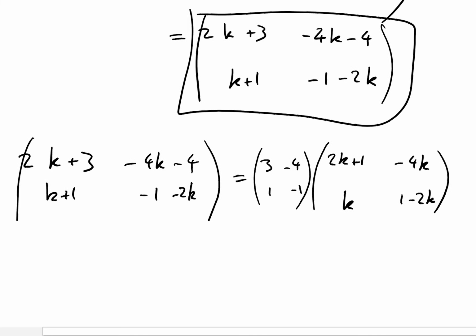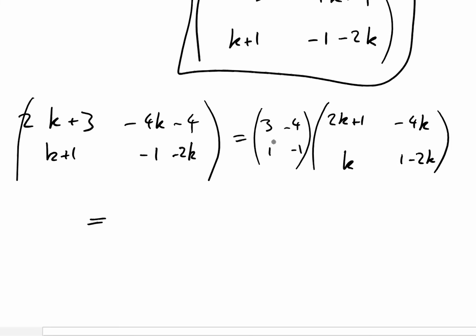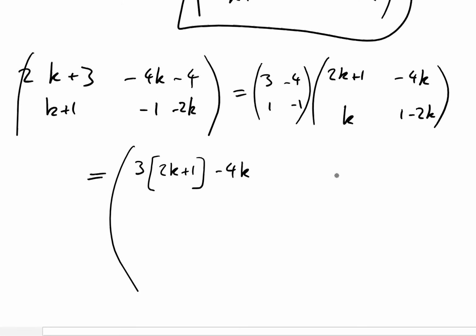So matrix multiplication, not addition, matrix multiplication. 3 multiplied by 2k. Write all the stuff out for your own sake, okay? I can't do it easily in my head. So we've got 3 multiplied by this thing, 2k plus 1, minus 4 times k. Right, and that goes in the top left-hand element. And then in this top right-hand element, we've got 3 multiplied by minus 4k, minus 4 times this thing, 1 minus 2k.